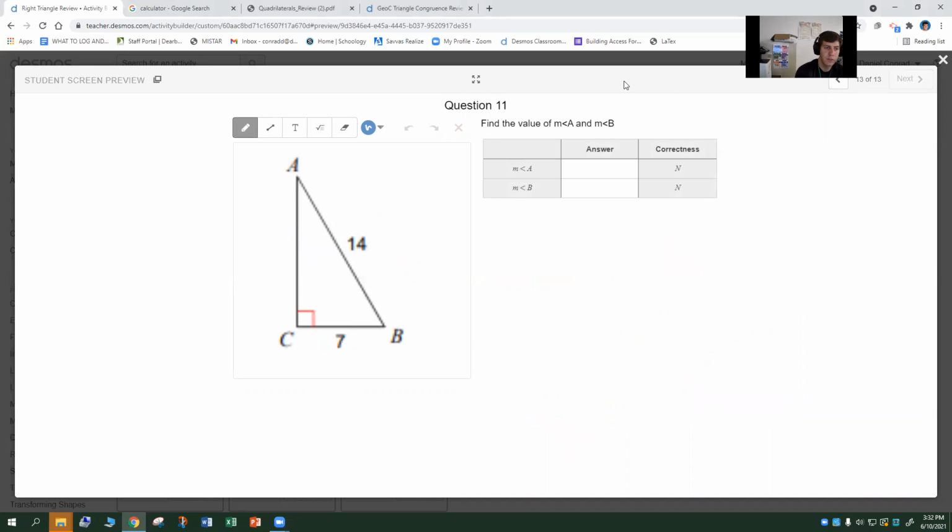Last one here is find the measure of the angles. So we're going to use the inverse trig functions to find the measure of the angles. So I'm going to call this x and this y. Okay. To solve for x here, let's label. So hypotenuse, 7 is adjacent. So we're going to use cosine, so inverse cosine. We're going to input the ratio, adjacent over hypotenuse, 7 over 14. And that's going to equal x, which is the measure of angle B.